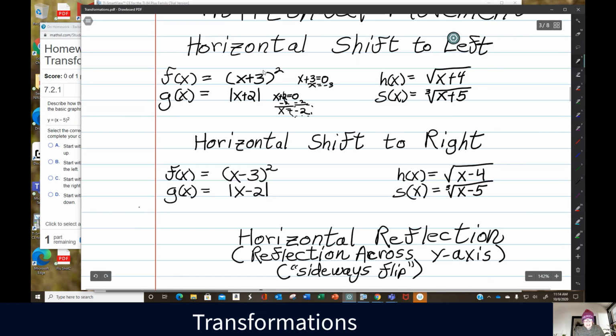So let's take these graphs and write them this way, and you can actually see what's happening.